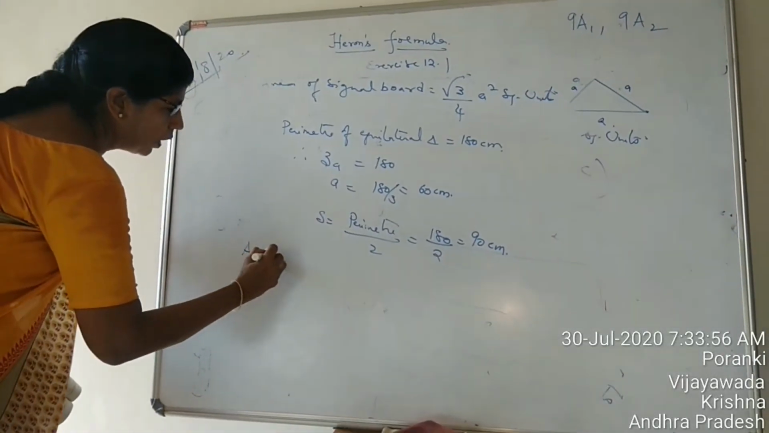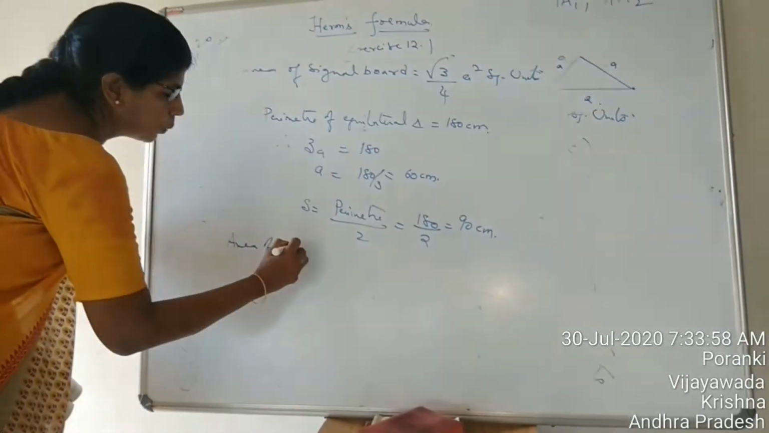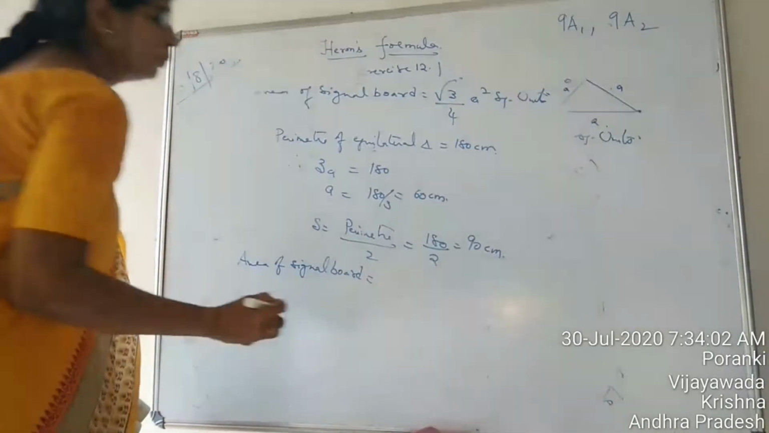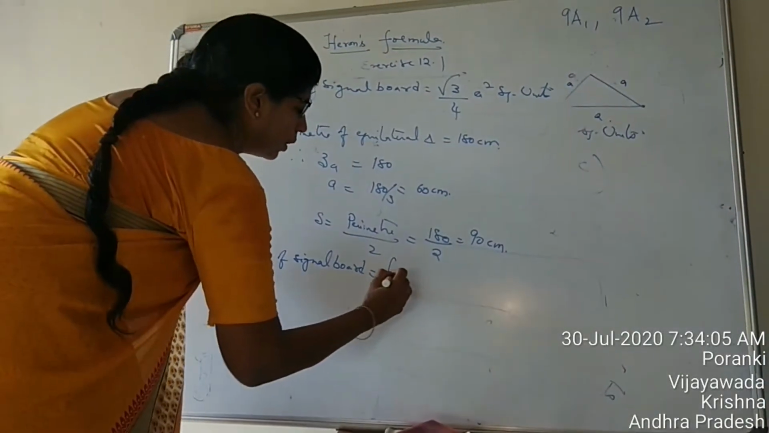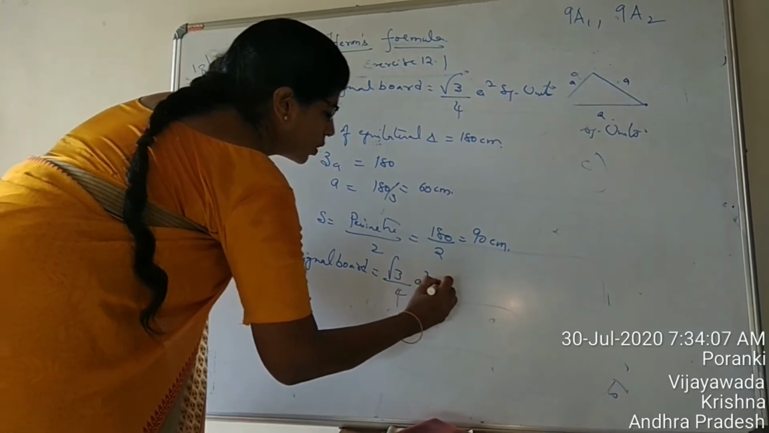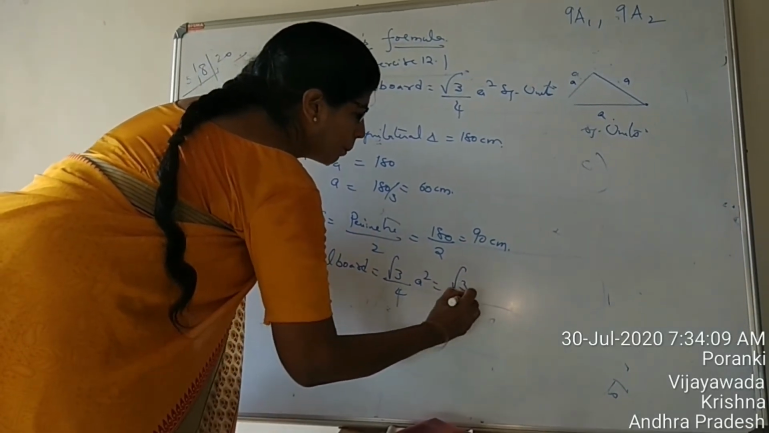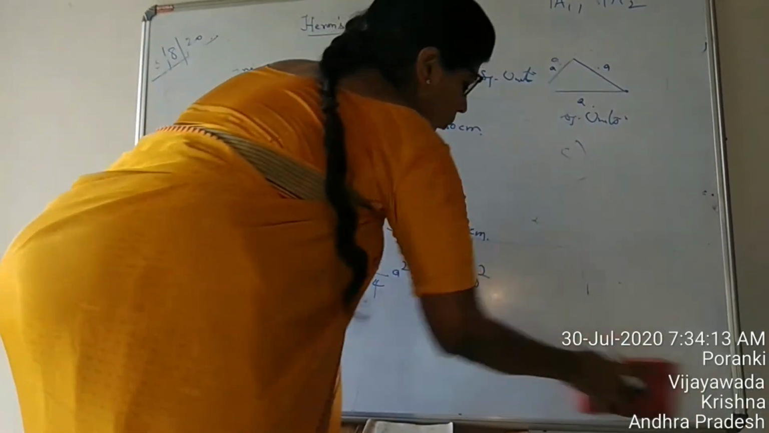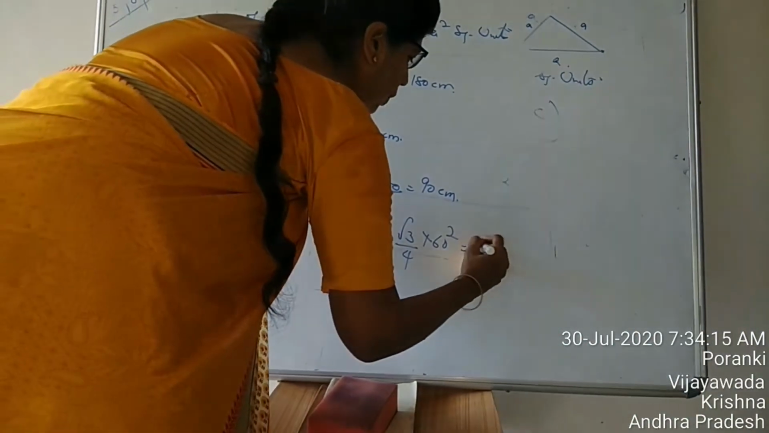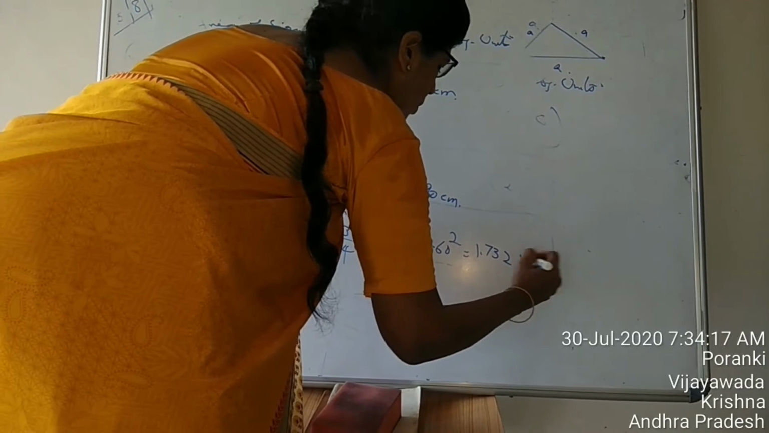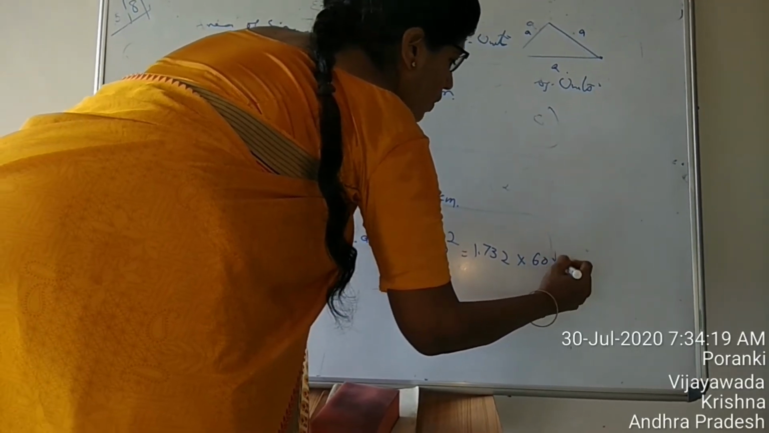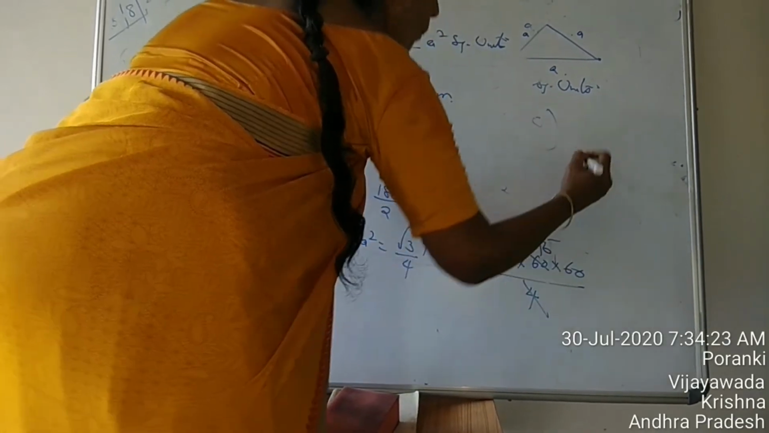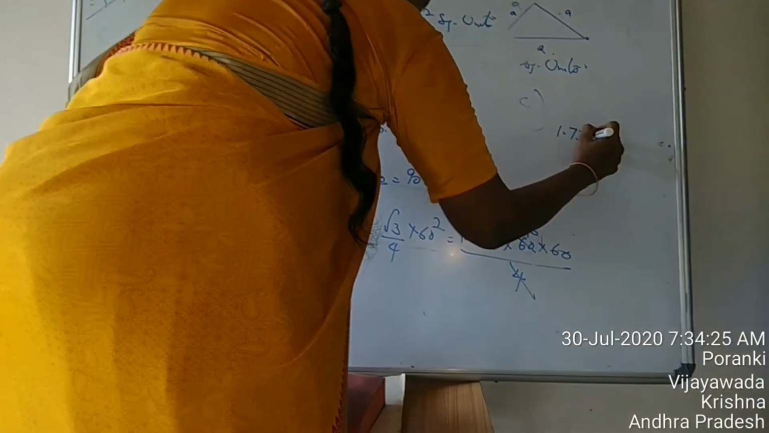Now find the area of the signal board. Area of signal board is equal to root 3 by 4 a square. Root 3 by 4 into 60 square. What is root 3 value? 1.732 into 60 into 60 divided by 4.